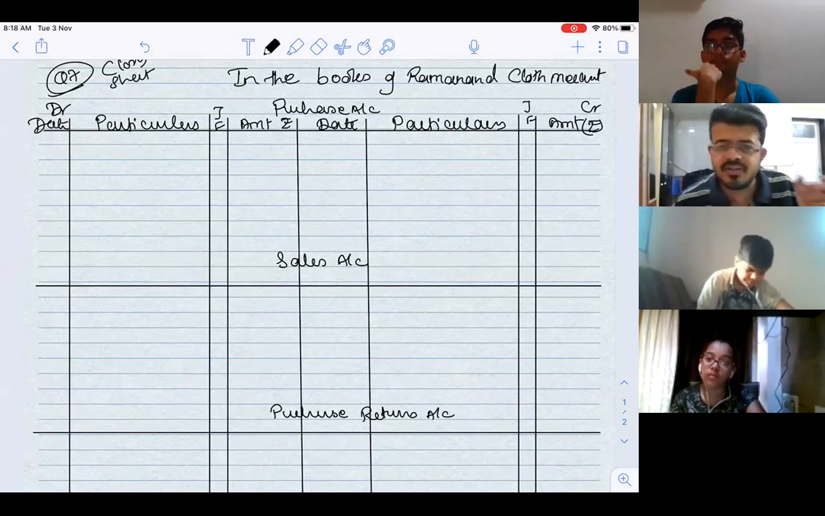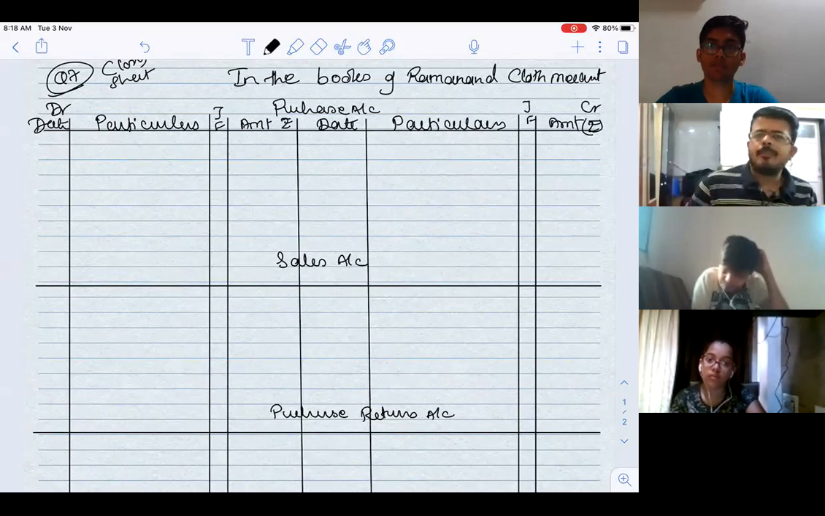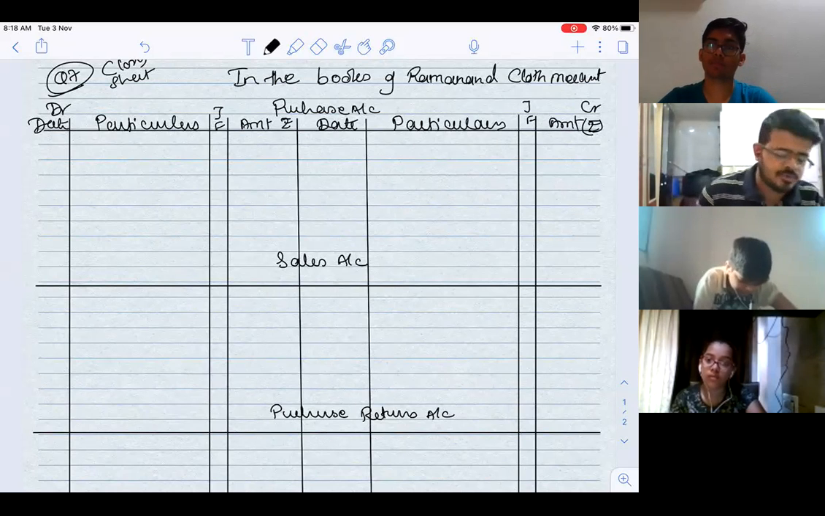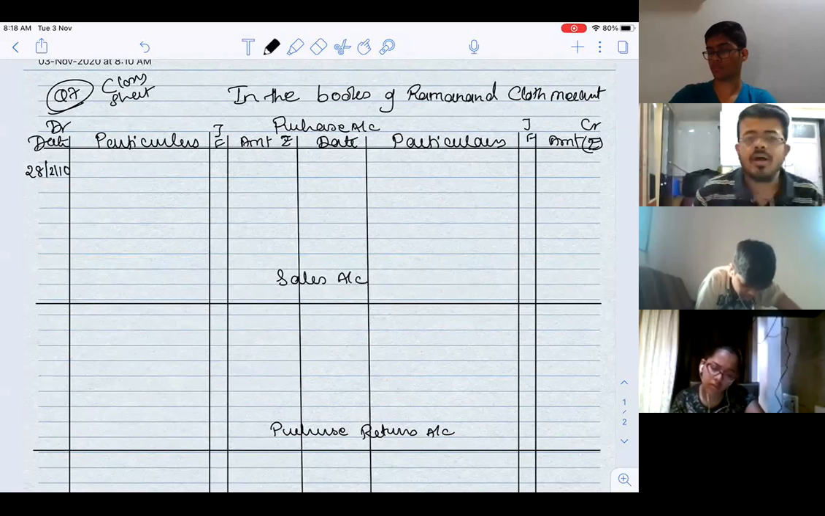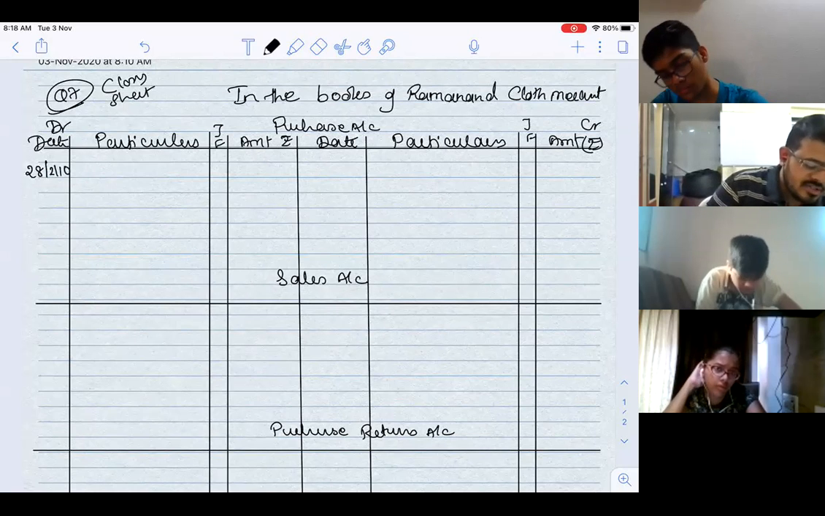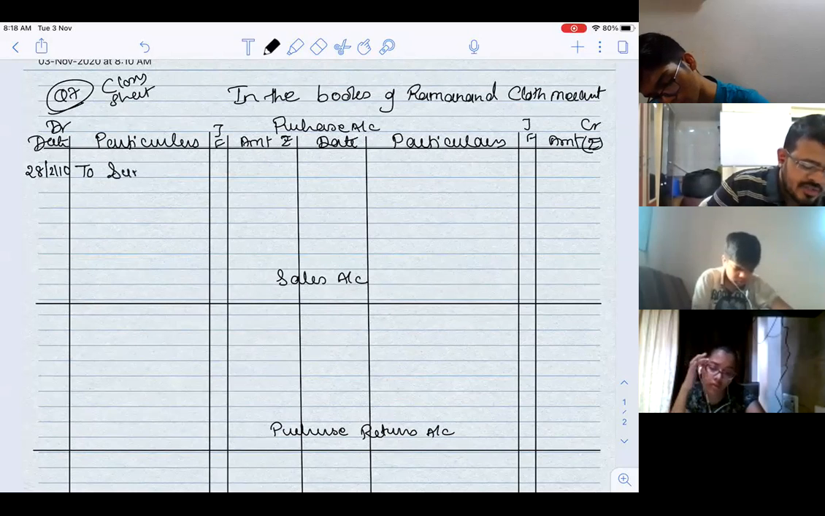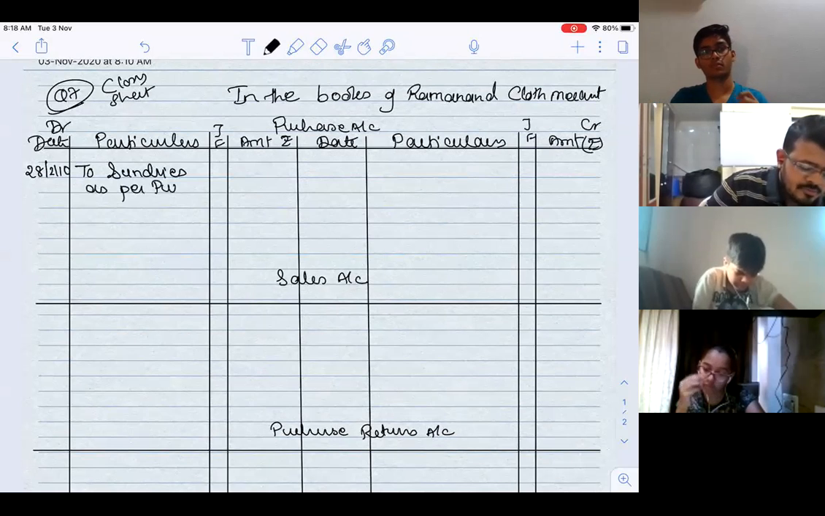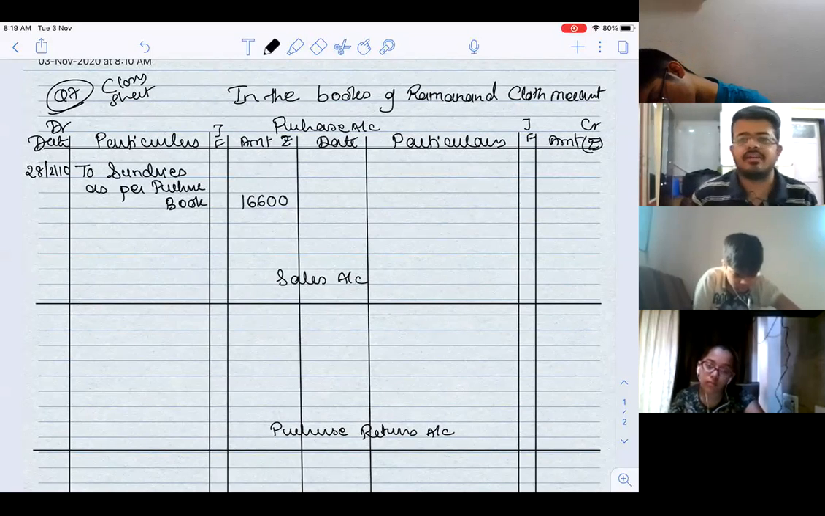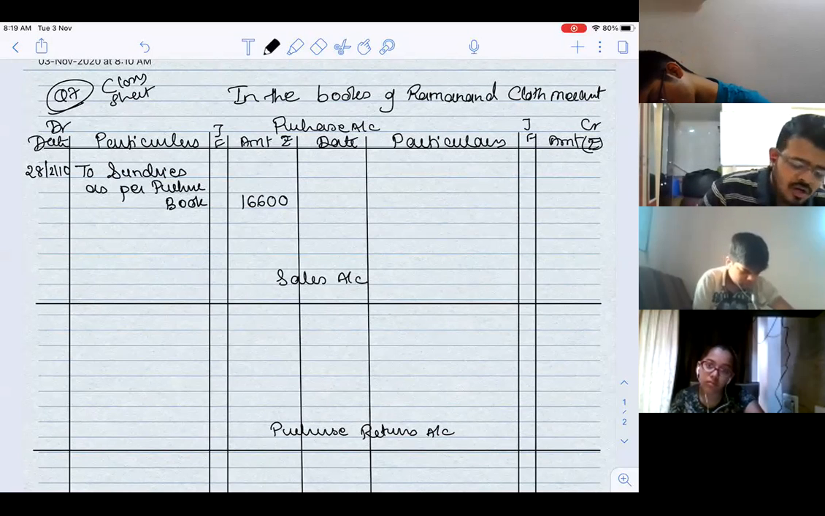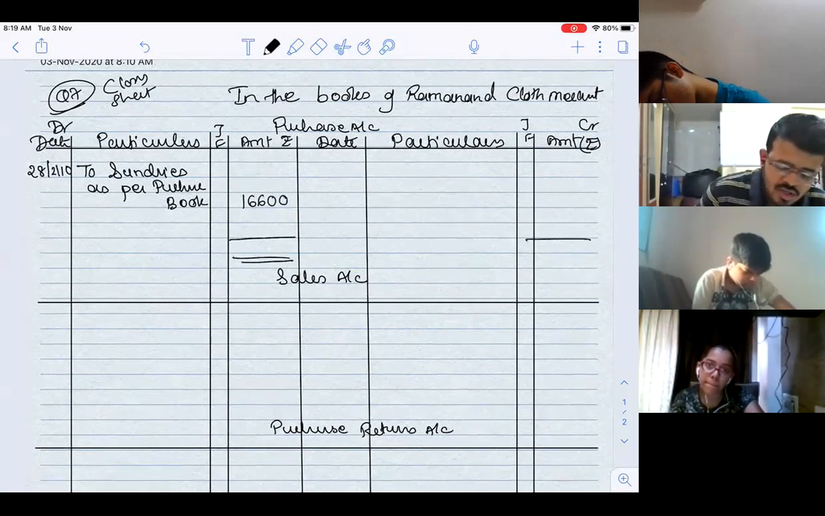बट जब आप सब्सिडरी बुक में से लेजर बना रहे हो, तब आप ऐसे पोस्ट नहीं करोगे. आप कैसे पोस्ट करोगे, ध्यान से देखना. आप सीधा लास्ट डेट पे जाओगे 28 फरवरी 2010, और आप डायरेक्टली लिख दोगे इन द परचेज अकाउंट. क्या लिखोगे? To sundries as per purchase book, the total value 16,600, directly the total, और आपका अकाउंट खत्म.